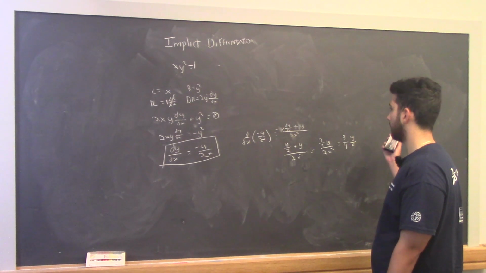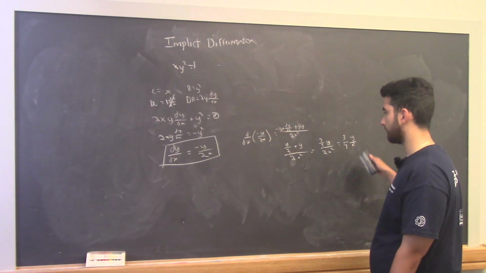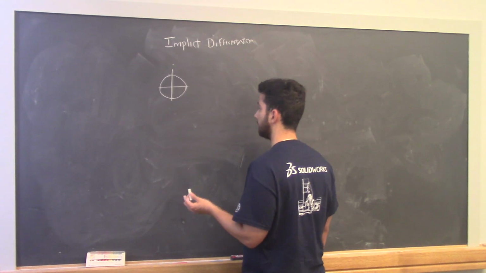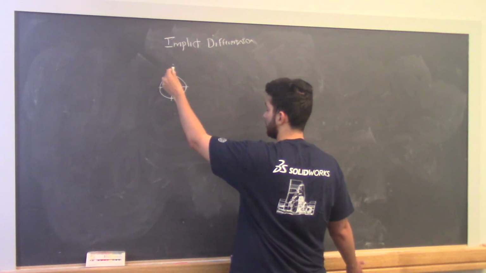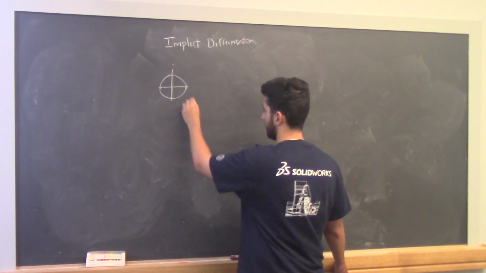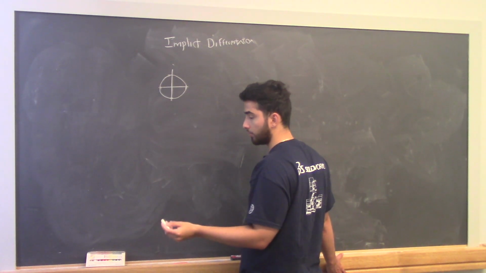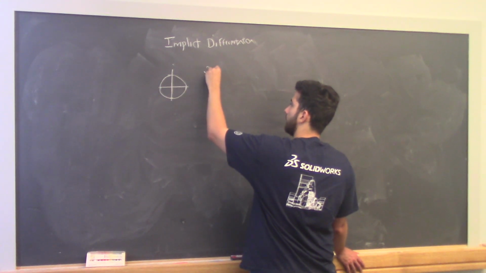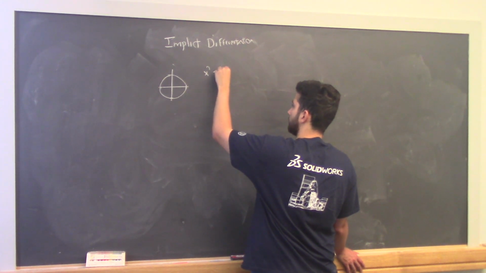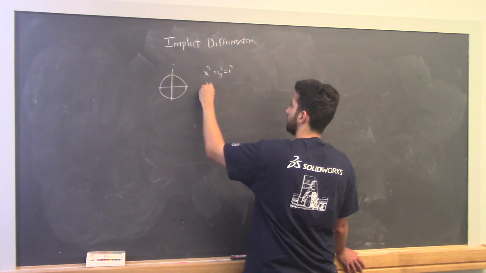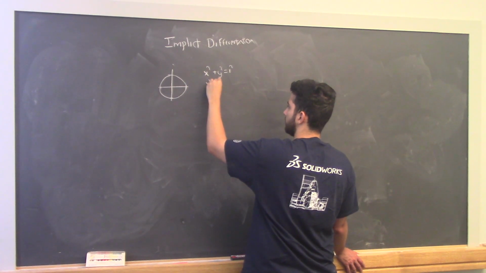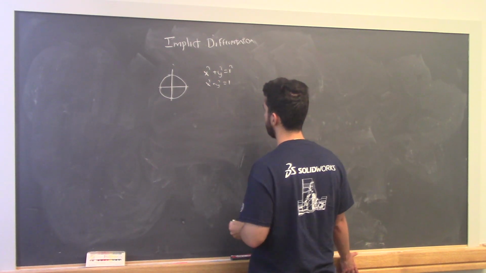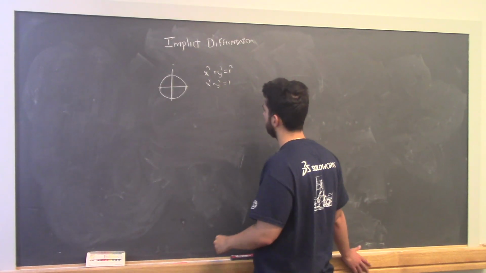So yeah, with this example done, let's do another one. I've drawn a circle. Bonus points if you know the equation of a circle off the top of your head. Let's say that this is just a unit circle, so radius 1. The equation is x squared plus y squared equals the radius squared. In this case, x squared plus y squared equals 1. Let's find the derivative of it.